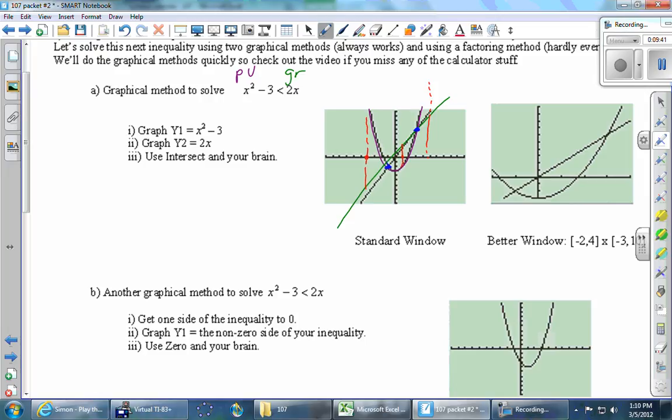Because if they meet each other, then that would be like solving that equation, right? And it seems like wherever they meet each other, that's going to be the kind of cutoff between the points that work and the points that don't work. So what we need to do is find those points of intersection. Do you guys remember how to do this on the calculator?